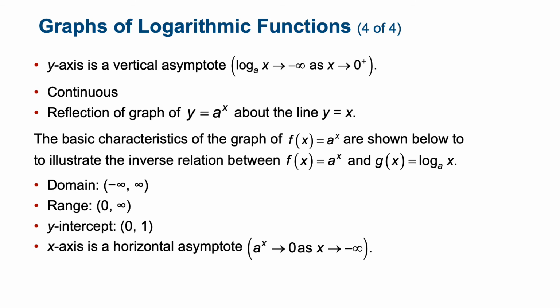So remember that a to the x had a domain of negative infinity to positive infinity, and the range was 0 to infinity. The y-intercept was (0, 1), and the x-axis was the asymptote. So notice that these are not opposite, but they're the inverse of this. So this is the range of log, this is the domain of log, and so on. And the intercept is (0, 1), (1, 0), and so forth.